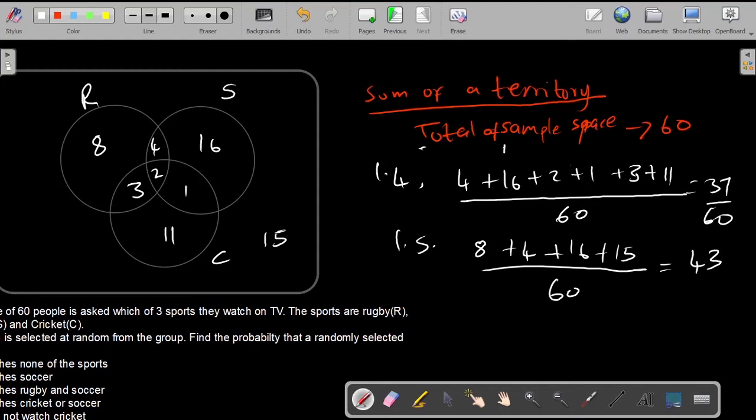So you'd always look at a particular territory and you'd always exclude everything else which is not part of that territory. And once again, you can't simplify this, so that is the answer.